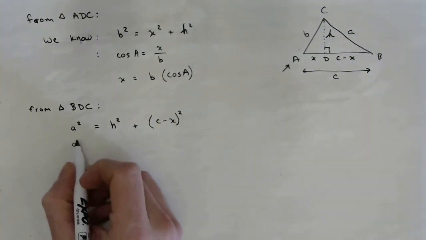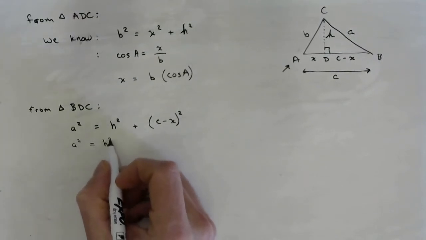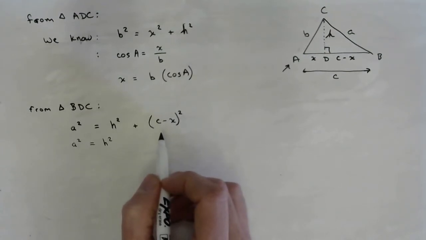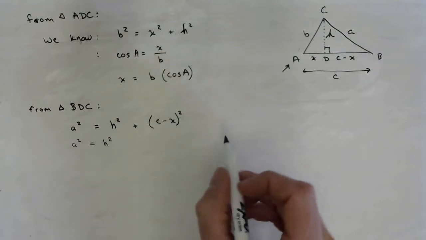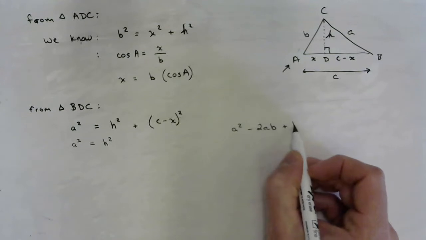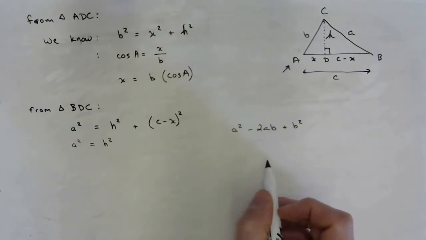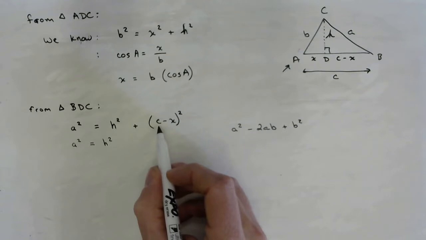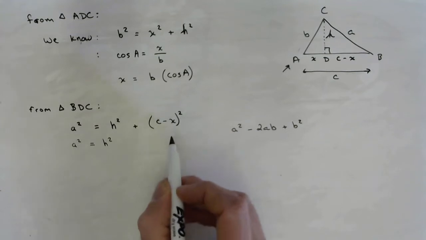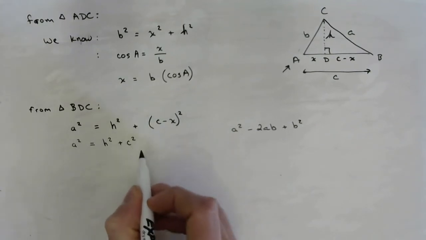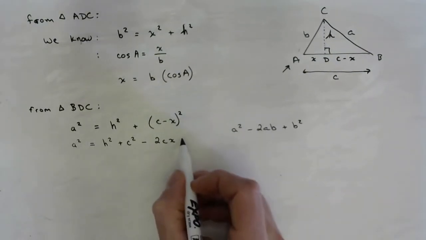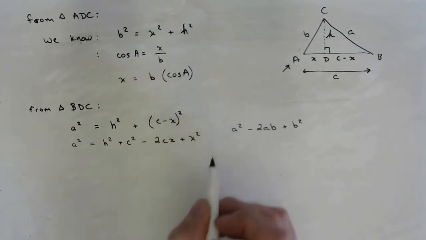So here we go. First expanding the right-hand side, A squared stays the same, H squared stays the same. The expansion of this, you should know how to do a binomial squared, but the pattern is a squared minus 2ab plus b squared. Do you remember that? Okay, so that's my pattern here, where a is c and b is x. So what I have here is c squared minus 2cx plus x squared.